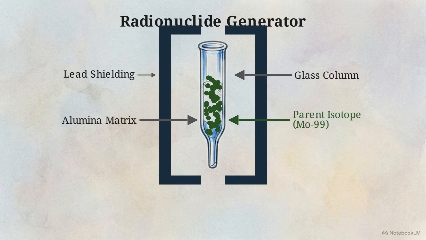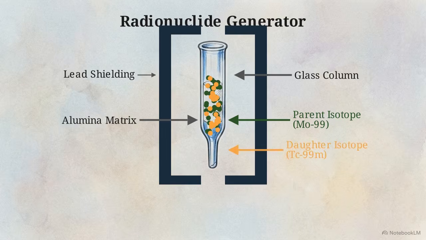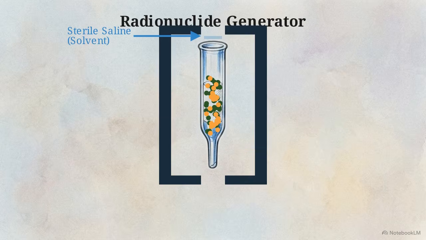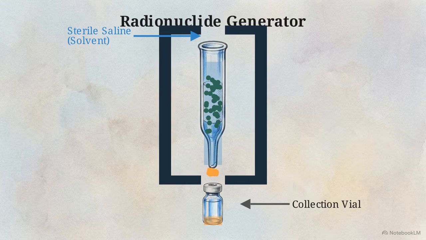Inside the column is a chemical setup. A slow-decaying parent radionuclide is firmly adsorbed onto the surface of an aluminum matrix. Over time, the parent isotope naturally decays, transforming directly into the required, shorter-lived daughter radionuclide. To extract this fresh isotope in a process known as elution, a solvent, typically sterile saline, is passed through the top of the glass column. This system relies on chemical selectivity. The saline is engineered to detach only the new daughter radionuclide, leaving the parent isotope firmly locked to the alumina.